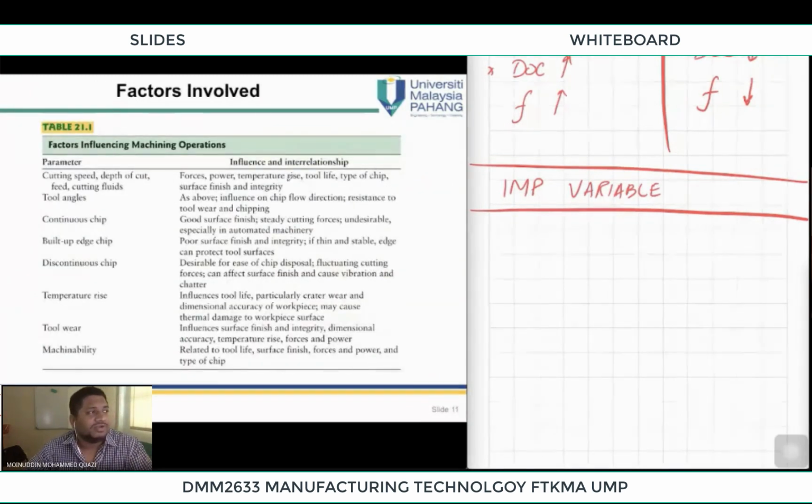So what are the factors which influence machining operations? Cutting speed, depth of cut, feed, cutting fluids. They basically affect the force, the power, temperature rise, tool life, and type of chip produced. Then what about the tool angle? How does it affect the cutting operation? Tool angles influence chip flow direction, resistance to tool wear, and chipping. So these are some things which affect our cutting process.